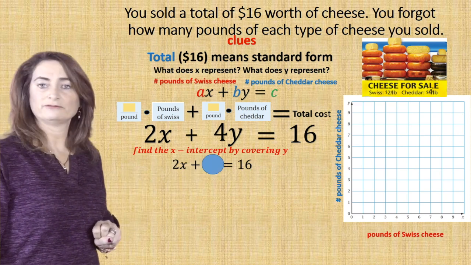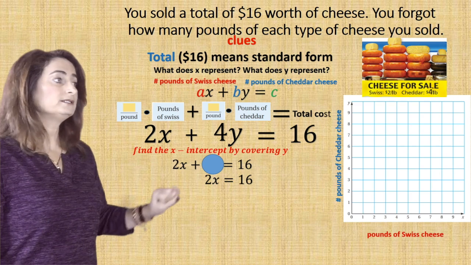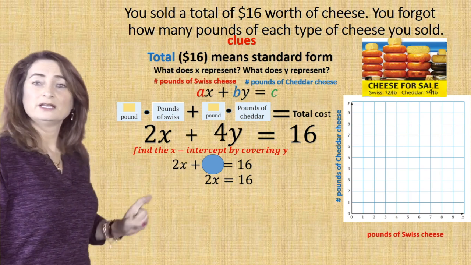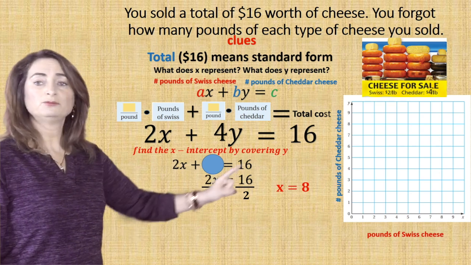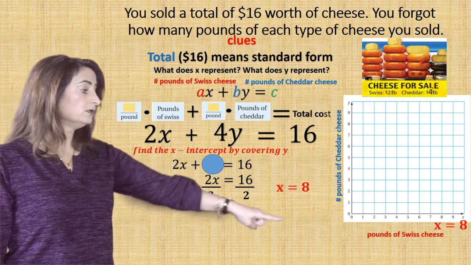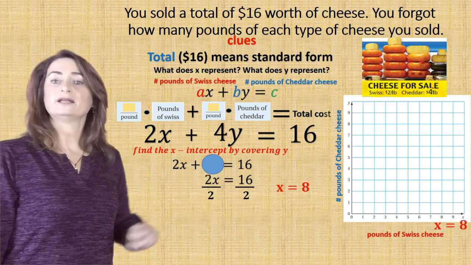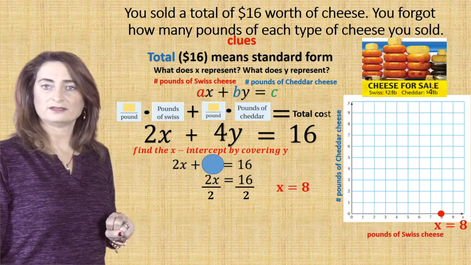Completely cover the term 4y. You end up with 2x equals 16. Now divide both sides by 2 to isolate x. You end up with x equals 8. Now go on the x-axis, find x equals 8 and put a dot there.